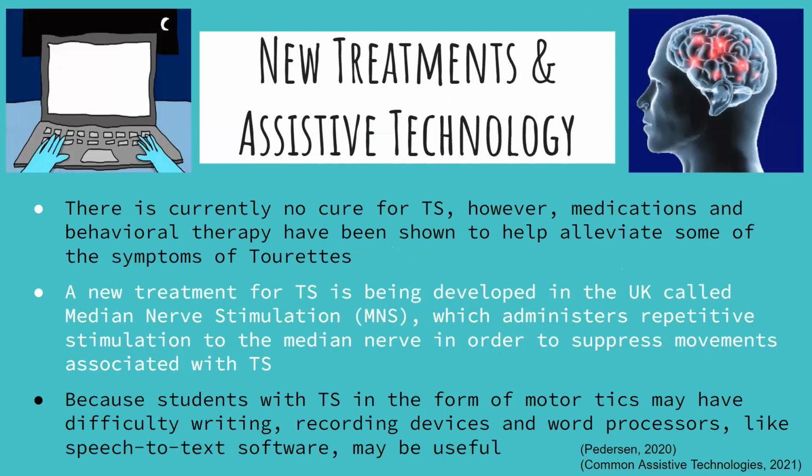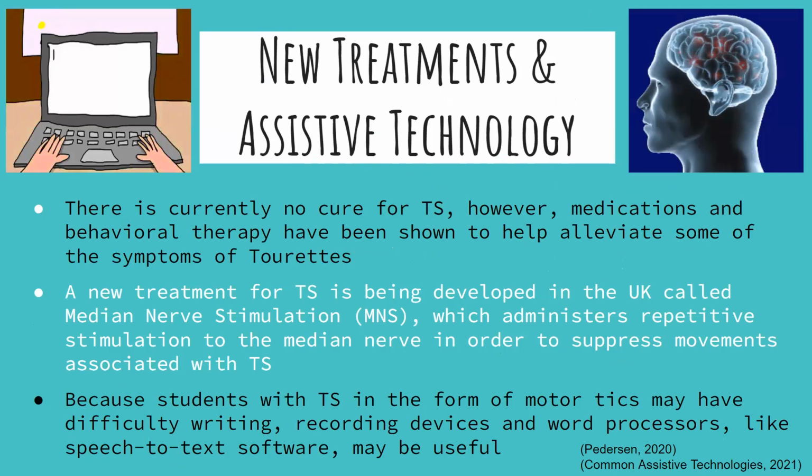While there's currently no cure for Tourette syndrome, medications and behavioral therapies have been shown to help alleviate symptoms. There have also been new advances in treatments like median nerve stimulation, which administers repetitive electrical stimulation to the median nerve in order to help suppress movements or tics associated with Tourette's. There are also new assistive technologies that are available for students who display motor tics that make it difficult to read or write, like recording devices and word processors like speech-to-text software.